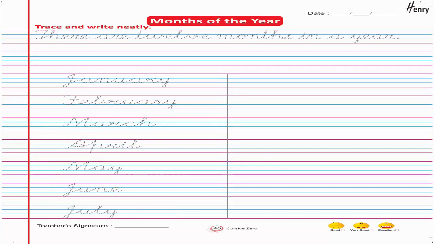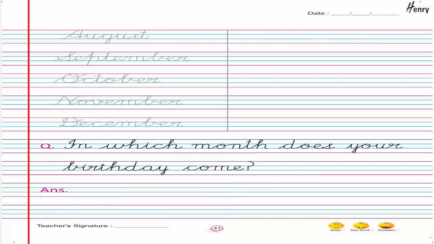Months of the year. Trace and write neatly. There are 12 months in a year. January, February, March, April, May, June, July, August, September, October, November, December. In which month does your birthday come?